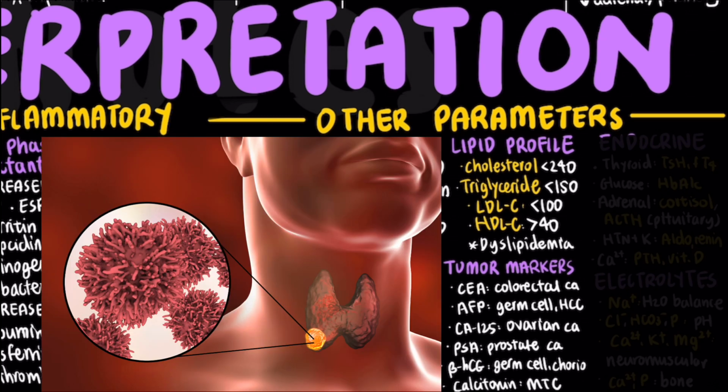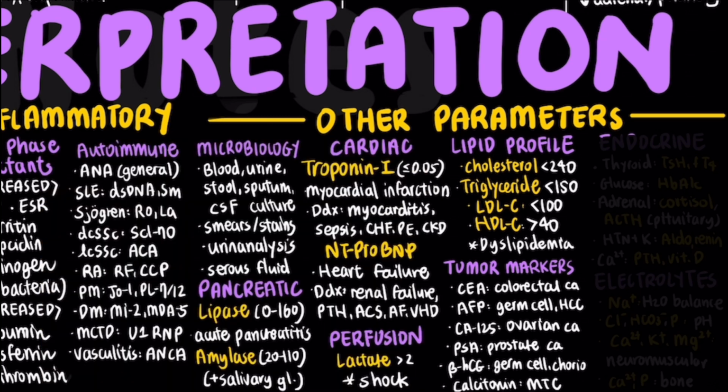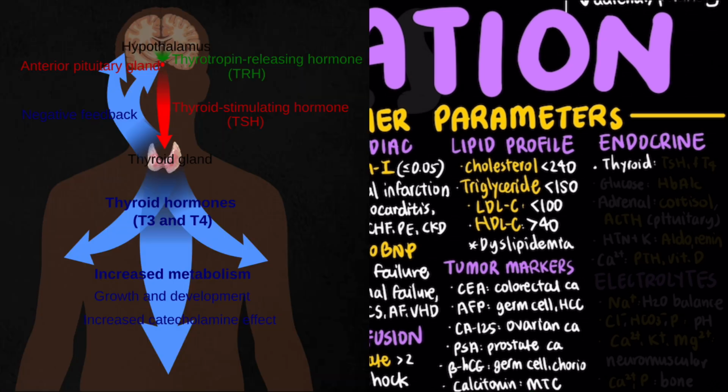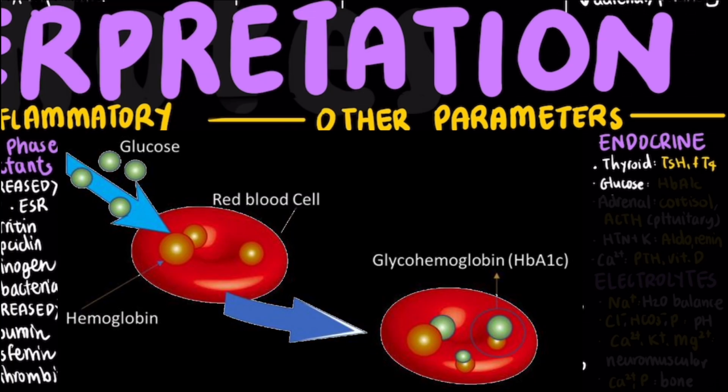medullary thyroid cancer. Let's now look at some common endocrine markers, lab values that help us assess hormone function across different glands. Thyroid function is assessed by TSH, or thyroid stimulating hormone, and free T4. Average blood glucose over 2 to 3 months can be assessed by HbA1c, which is not affected by fasting and can be diagnostic for diabetes.